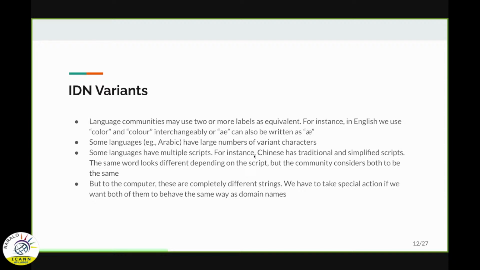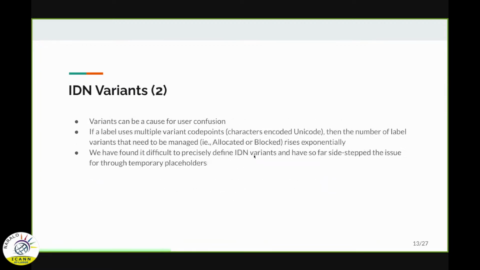The registry should be the same entity for both the variants, or whatever number of variants you have. And imagine the case when you want to transfer a domain name from one registry to another; these two have to go in lockstep. So it creates substantial downstream effects when we look at variants. Variants can be a cause for user confusion.